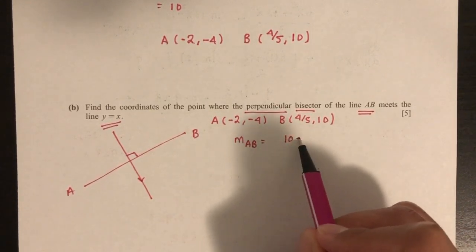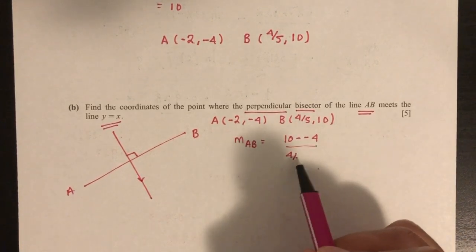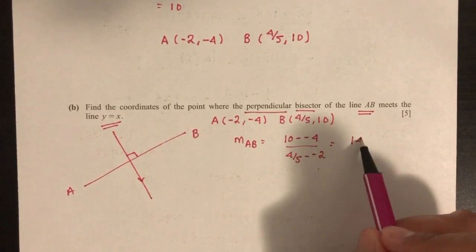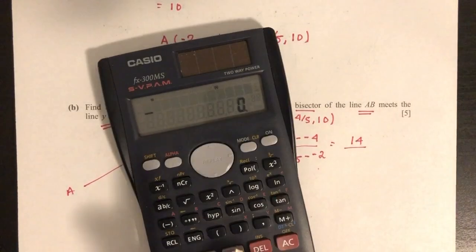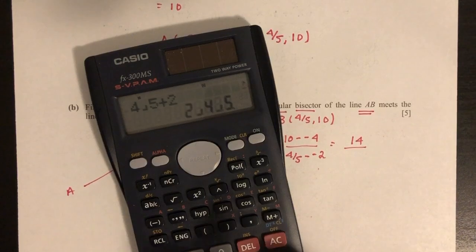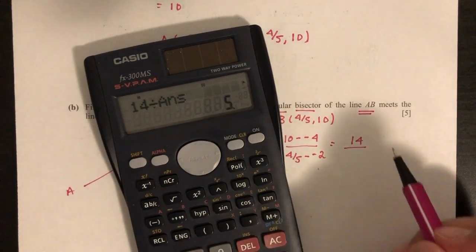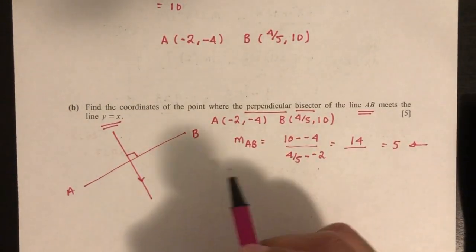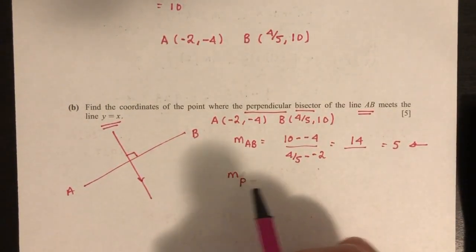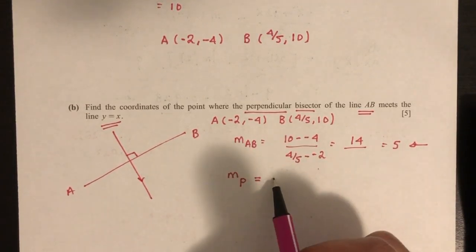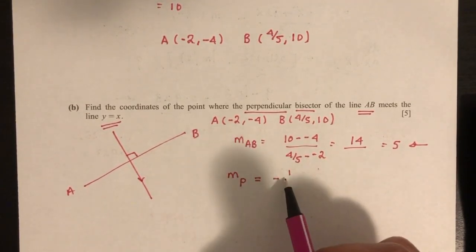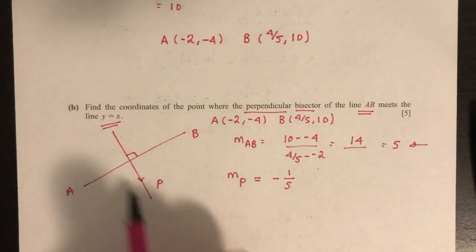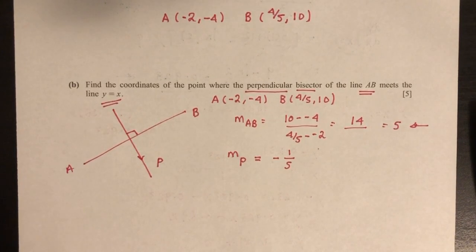It will be y2 minus y1 over x2 minus x1. So 10 plus 4 will be 14, divided by 4 over 5 plus 2, and 14 divided by that will be 5. So the gradient of AB is 5. Now what is the gradient of the perpendicular bisector? That will be minus the reciprocal, minus 1 over 5. That's the gradient of this line. Let's call it P.